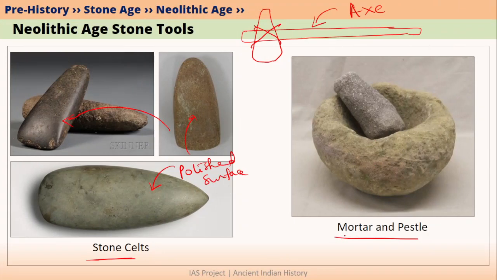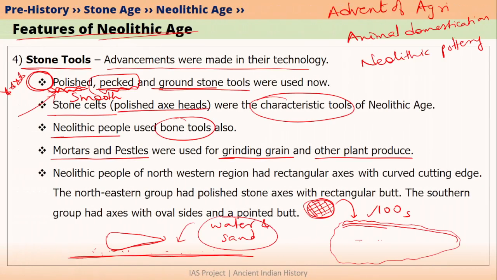It is used mainly to grind masala in the kitchen. A mortar and pestle has mainly two parts. The bottom part is called the mortar and this part is called the pestle. You hold the pestle in your hand, put, let's say, some food grains in the mortar, and then grind them. This is how the first mortars and pestles were invented in the Neolithic age, and they were used to grind food grains as well as other plant produce.